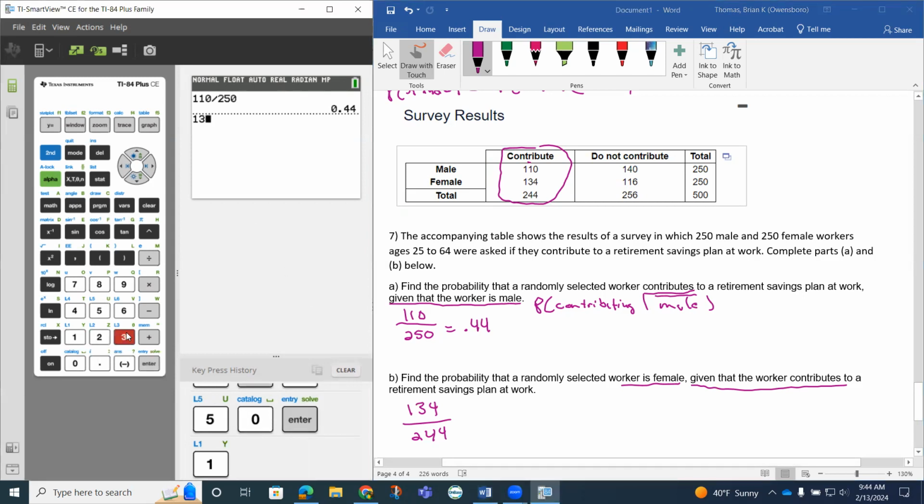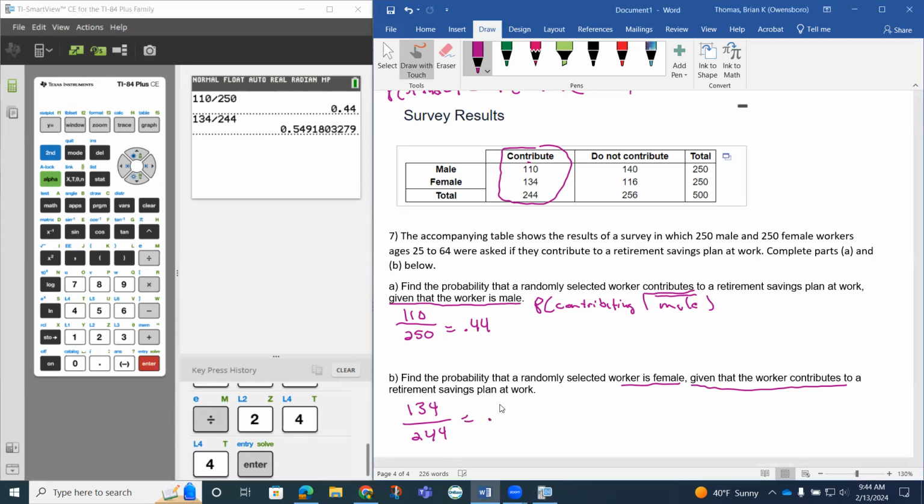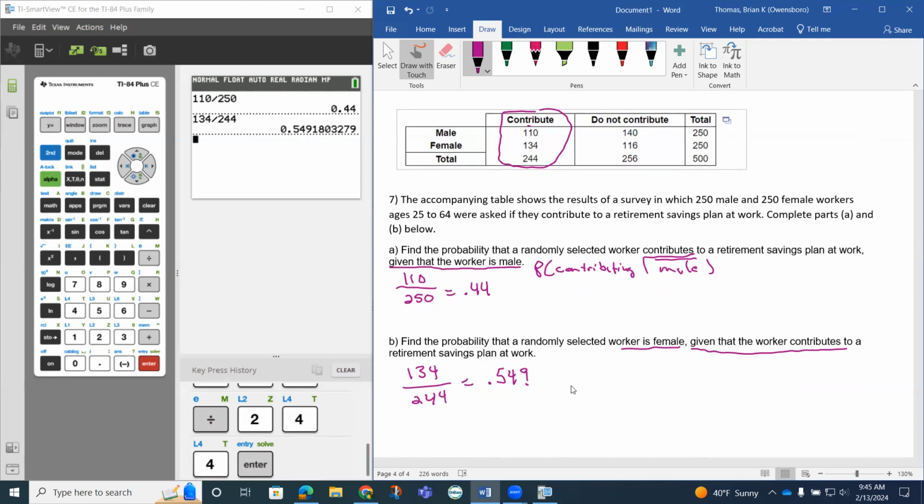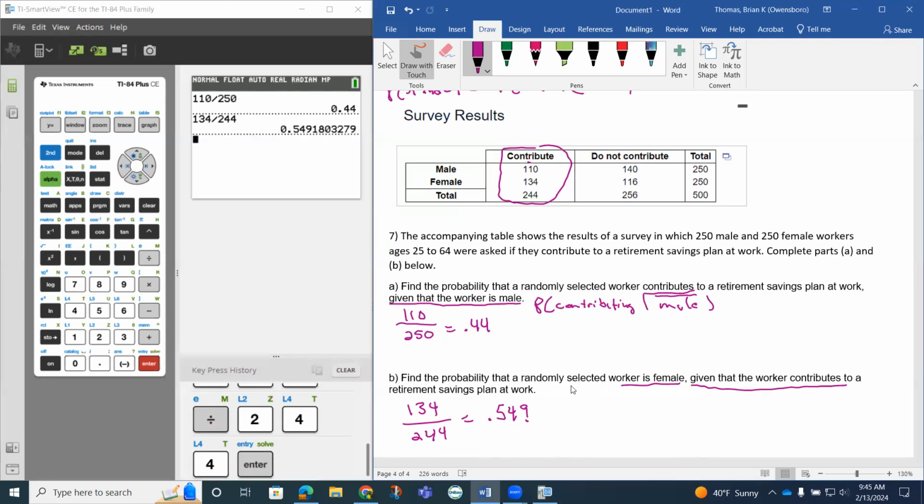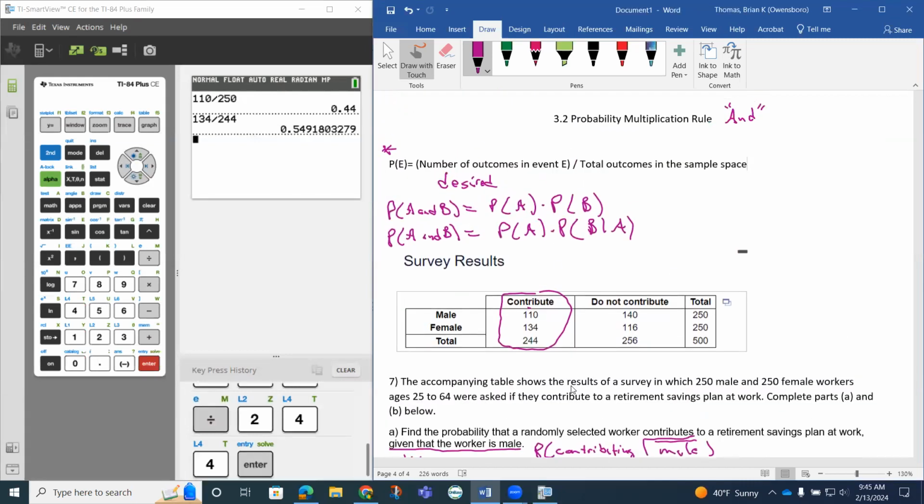So if I go 134 divided by 244, this gives me, and I probably have to round to 3 decimal places, 0.549, because that 1 up here would say keep the 9. So right around 54.9% of the females contribute to a retirement plan. Okay, so that takes care of that example.